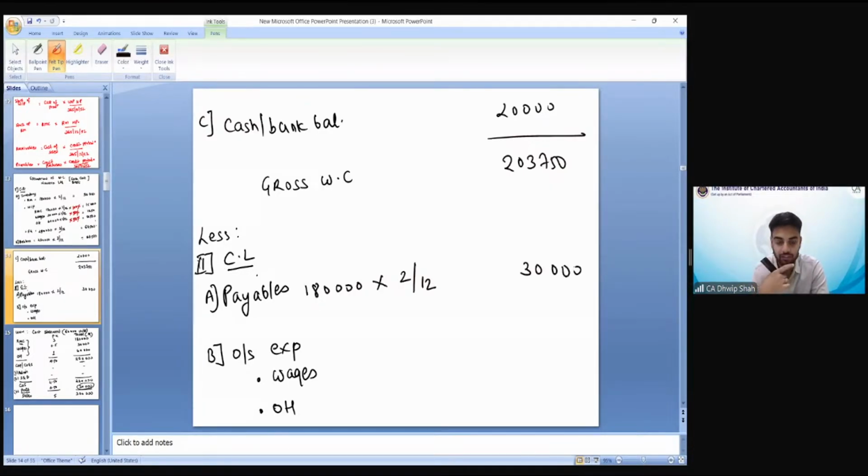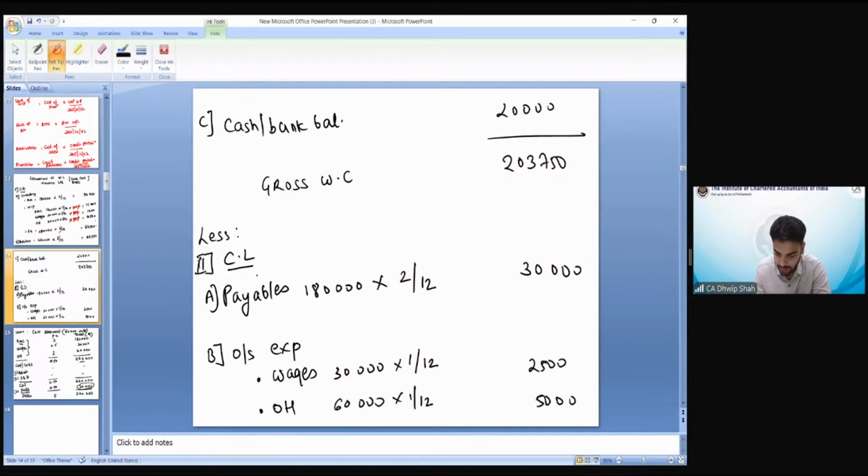Wages, there is a lag in wages payment and overheads payment of 1 month. Okay? So the amount of wages is 30,000 and they are outstanding for a period of 1 month. Likewise, overhead is 60,000. There is a lag in payment of overheads of 1 month. This is 5,000. This is 2,500. Okay?